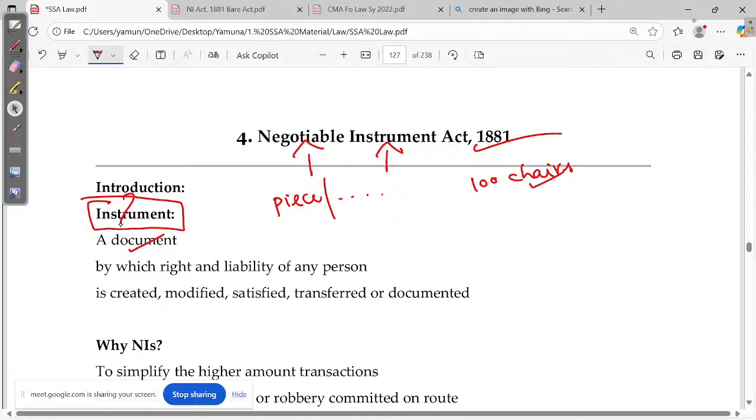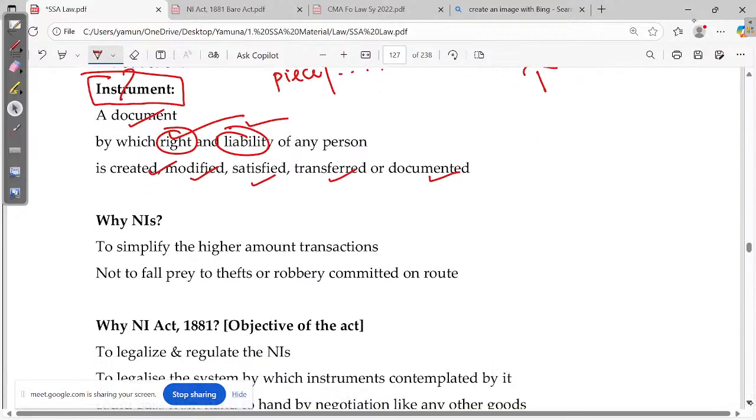But when is it called an instrument? If in this document any right or liability is created, modified, satisfied, transferred or documented, that is what we call an instrument. I have got one receipt which says that I have paid for 100 shares. It's an instrument, because a right is created. What right? Showing this receipt, you can get the delivery done, and collect the 100 shares.